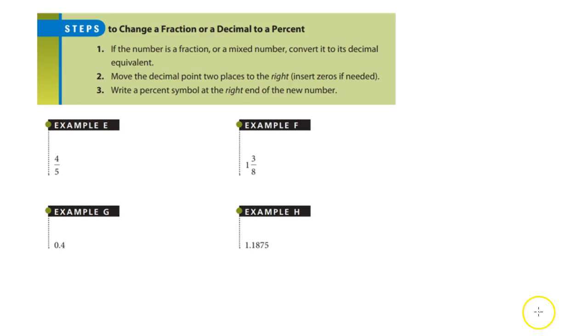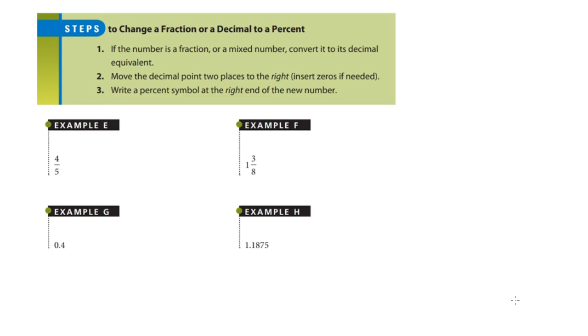All right, now we're going to look at changing a fraction or decimal to a percent. Compared to the last video, realize that this is going in the opposite direction. Before, we were converting percentages to decimals, and I think we also had a fraction in one of the examples. So we're going in the opposite direction, and we're just going to do everything in reverse for the most part.